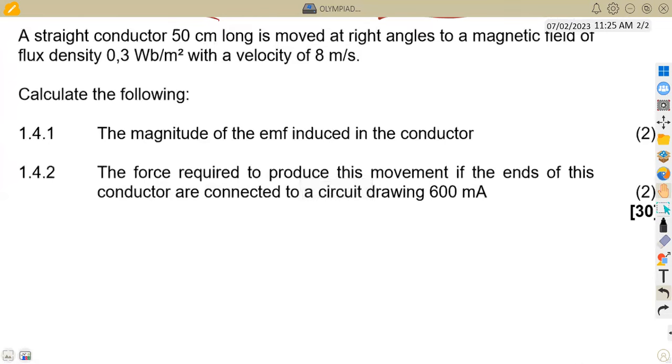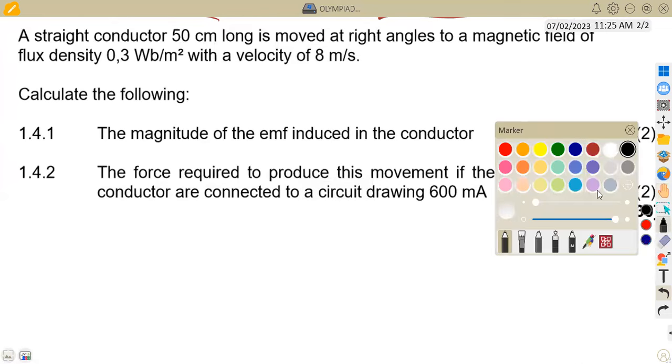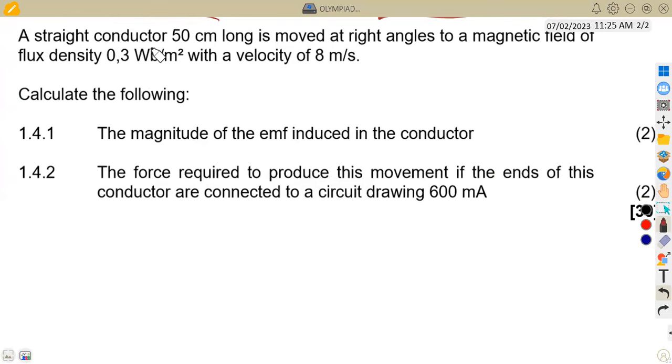All right, so let us take our information first. We are given here a straight conductor, so that is 1.4. Our straight conductor has got a length of 50 centimeters. So remember, your length is supposed to be in meters. So divide by 100, that will be 0.5 meters.